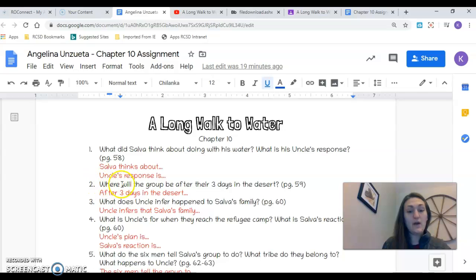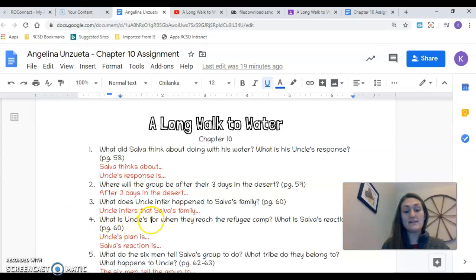Question 2. Where will the group be after their 3 days in the desert? Page 59. After 3 days in the desert, they will be, again, I would go back in the reading if I don't remember. 3. What does the uncle infer happened to Selva's family? Page 60. Uncle infers that Selva's family, again, you can go back in the reading and find that answer, and you can pause the video and answer it right now.